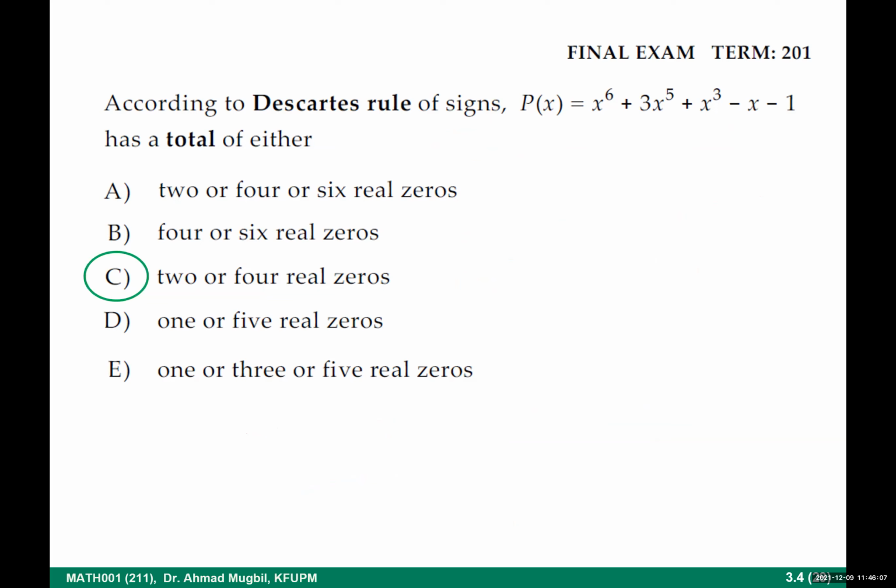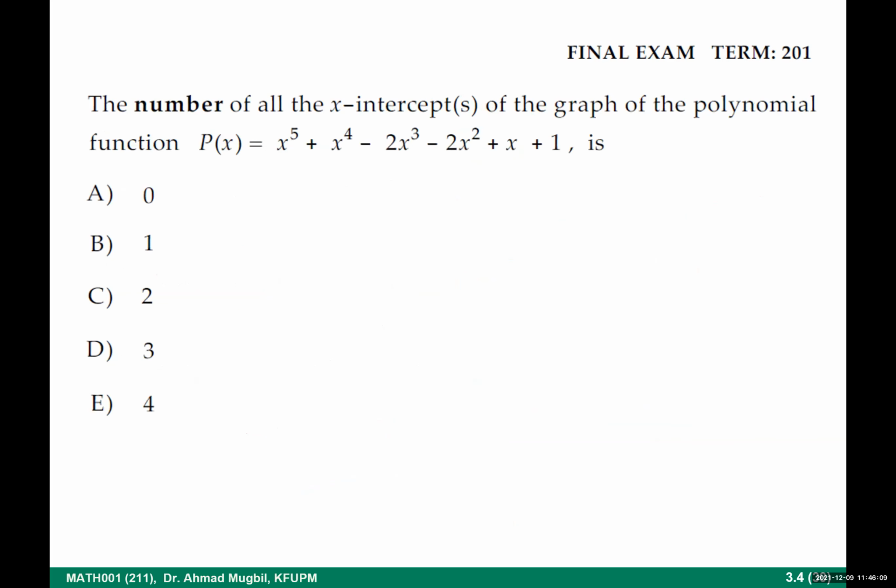Okay, let's have a look at another old exam question. And you can notice that they are very similar to the recitation exercise. The number of all the x-intercepts. So what will you look for? The real zeros. And if they are not repeated, of course, they will be equal to the number of the x-intercepts. If you have a real zero that is repeated, it is one x-intercept. Okay?